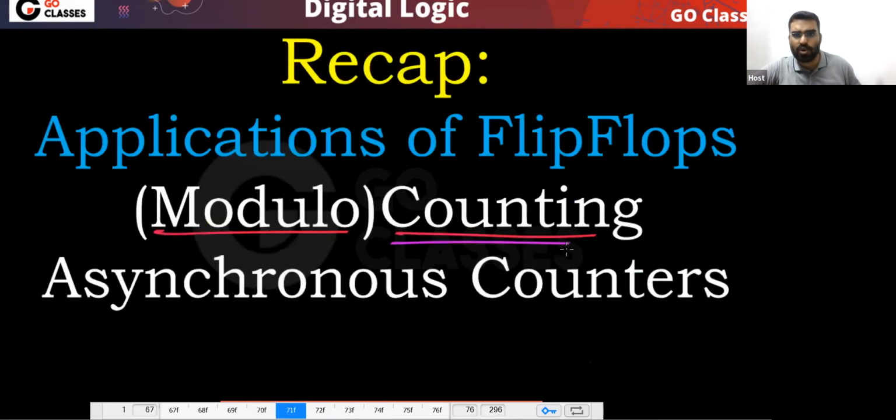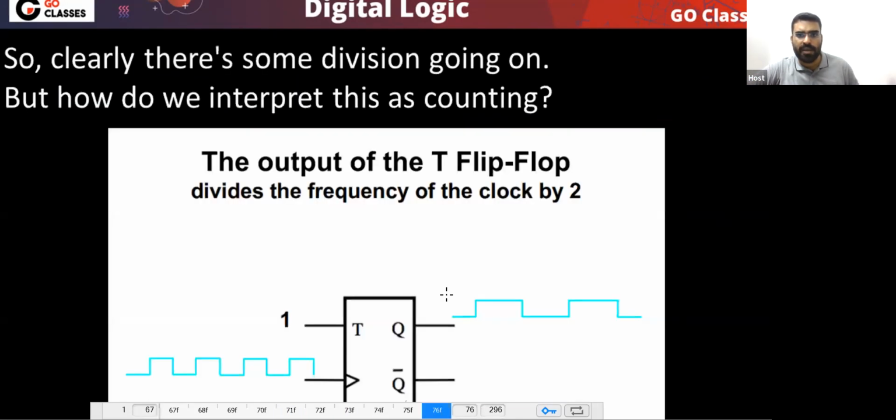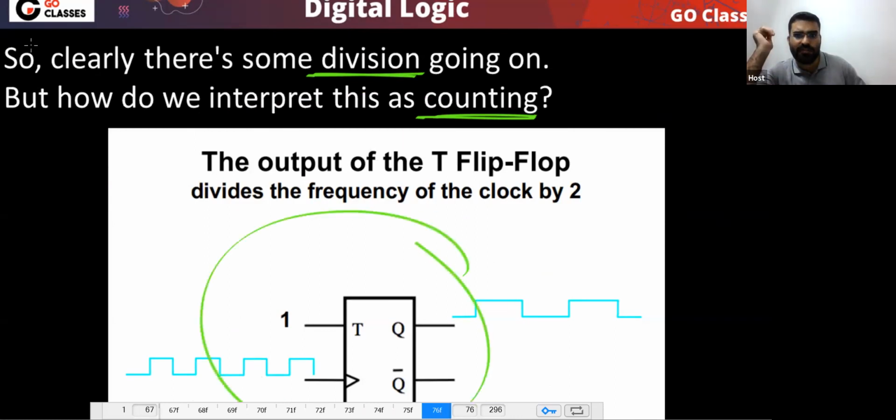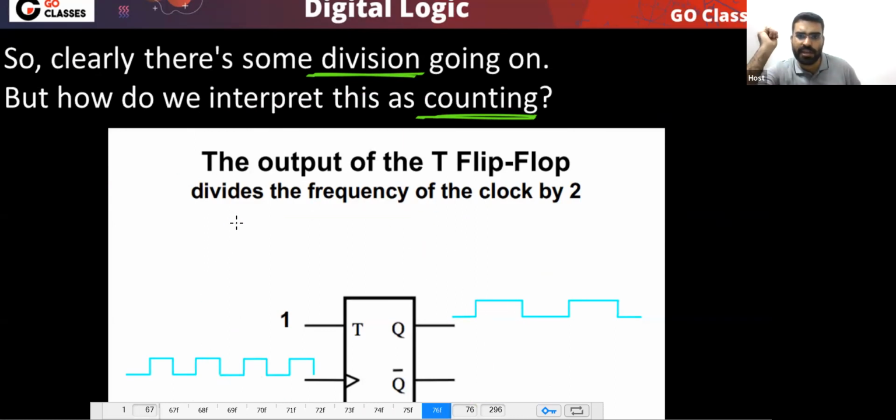So this is another application of flip-flop, that is counting. Let's see how to do the counting. You can see this circuit will do the frequency division, correct? So definitely it will do the frequency division. But how can we read this as a counter? See, this will divide the frequency, that we know. But how can we interpret this as a counter?